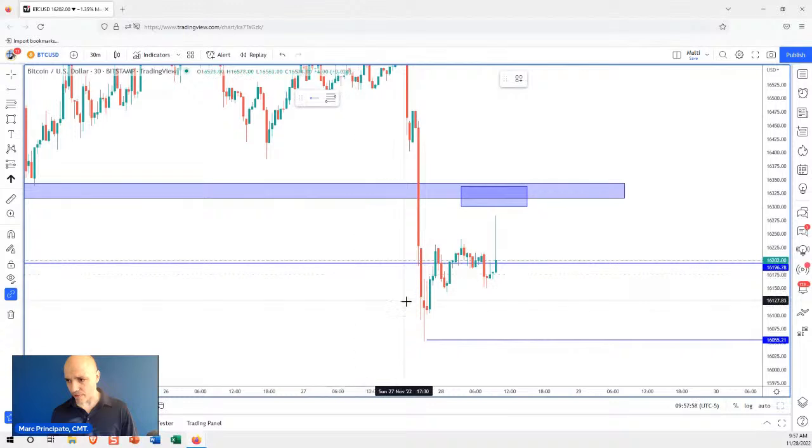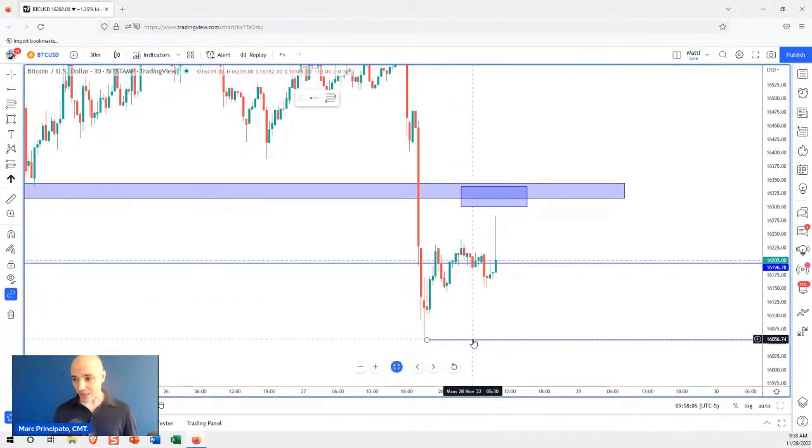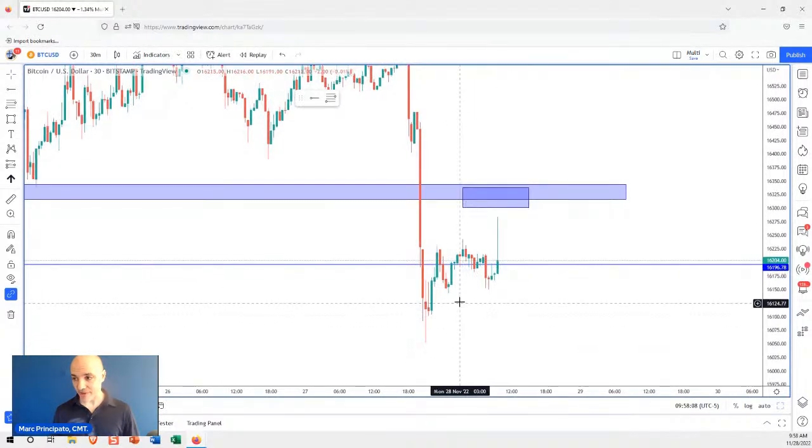All right, nice whole number, basically. And then we have another support in this area right here. These are minor supports, 16,143. So those are our levels, okay? So basically 16,000 even, then 16,143, or basically you can round that to 150.